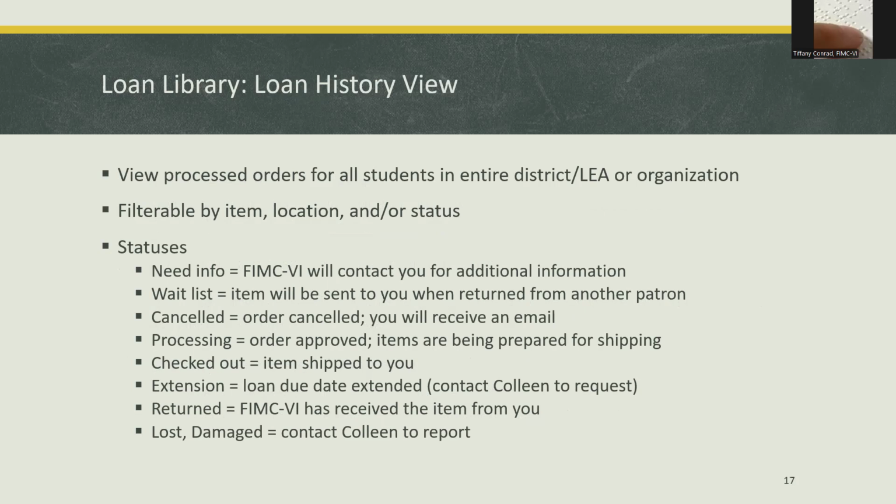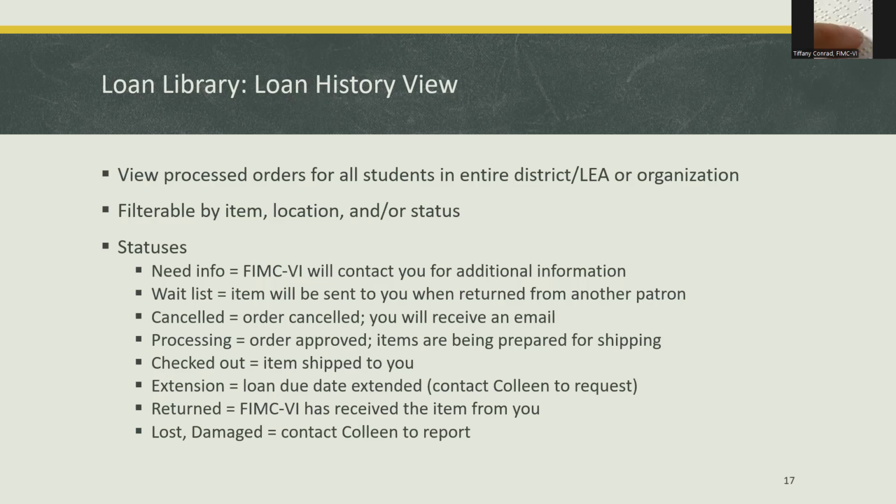The statuses that we have in the loan library are need info. So here, Colleen, for whatever reason, has information that she needs from you. If she changes it to that status, then you will receive an email from Colleen requesting whatever information she needs. Waitlist means that we're waiting for the item to be sent back to us and then we'll send it out to you. Canceled, Colleen will let you know if that's the case.